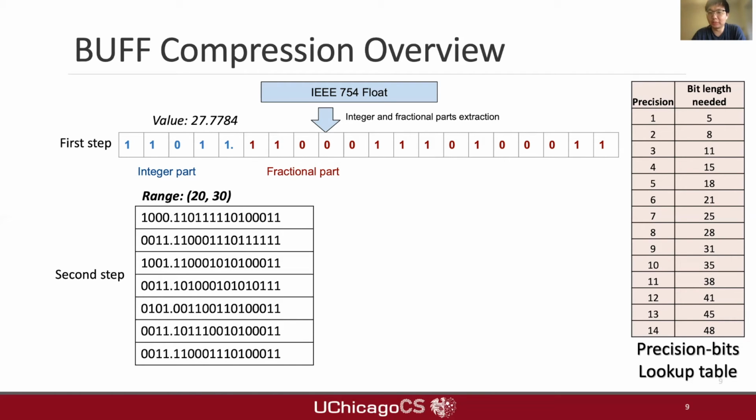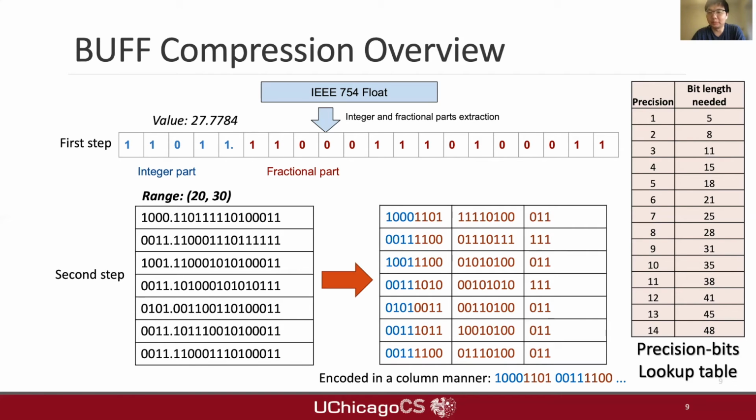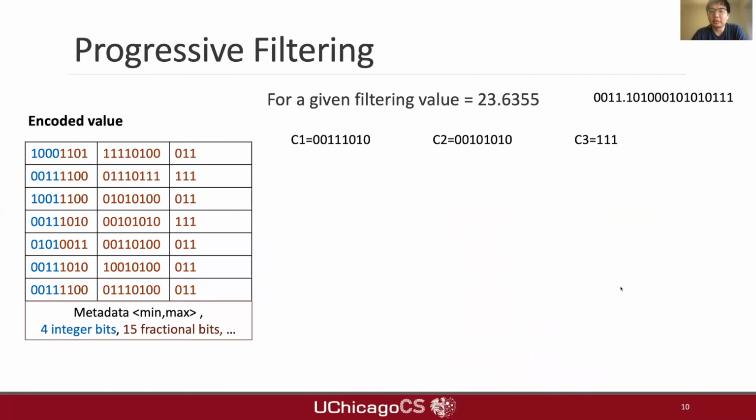We can save those bits as a whole into storage, or we can use a byte-oriented splitting, where we split those bits into bytes and save in a column map. The byte-aligned format brings us good read and write speed and also better query performance. With a byte-oriented layout, we can apply progressive filtering.